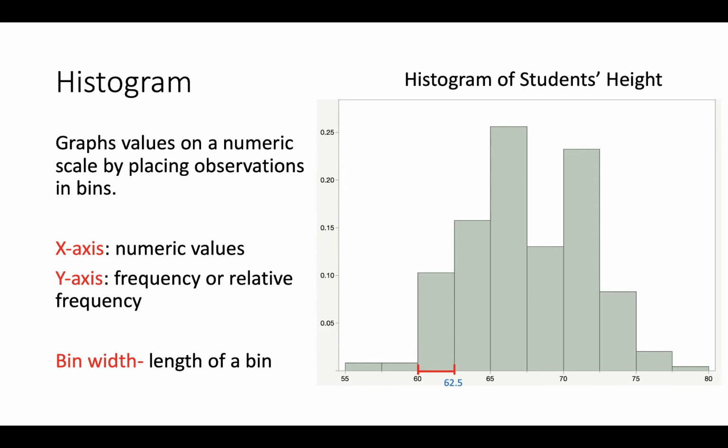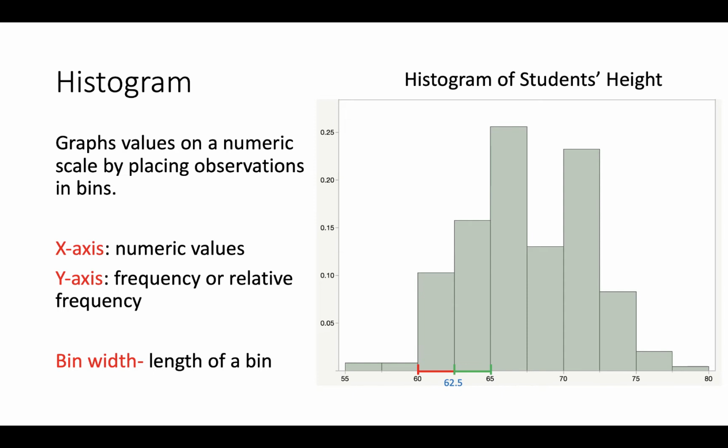A bin width represents the length of a bin. So in this case, this bin goes from 60 to 62.5 inches. Therefore, the bin width is 2.5 inches. And we can see that the bin width for each bin stays constant, as in the next bin goes from 62.5 to 65 inches, and so on and so forth.